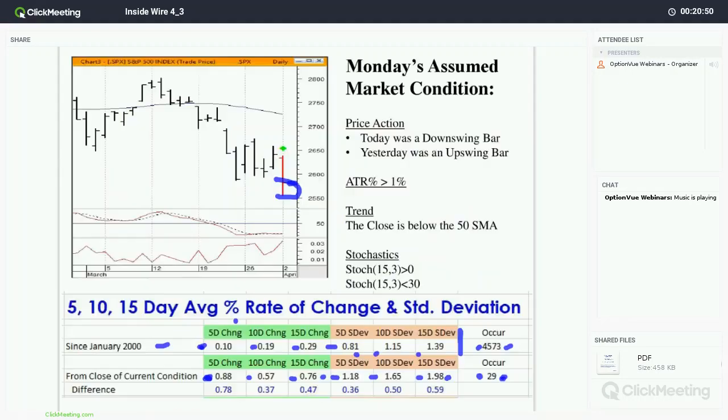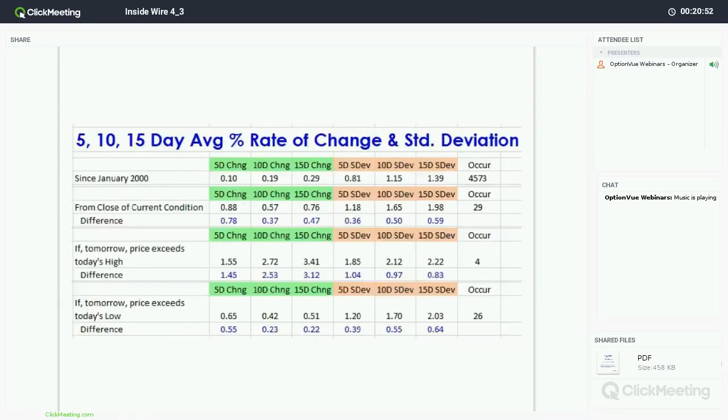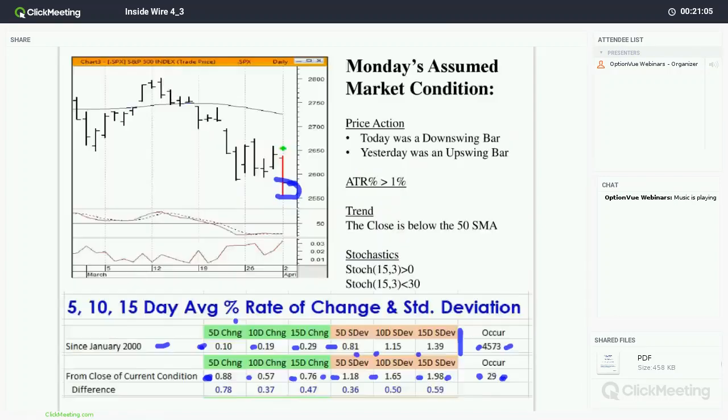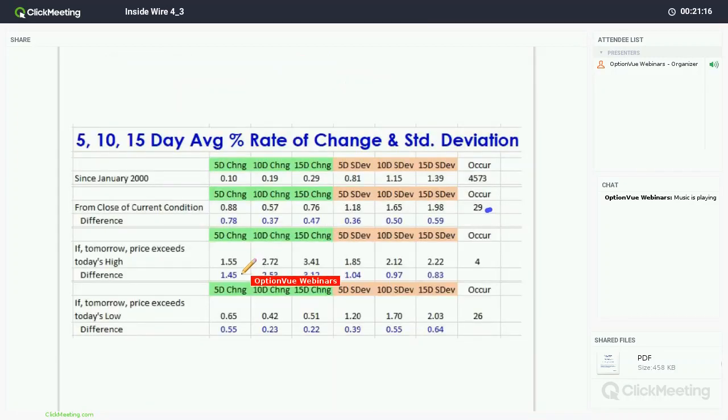Okay? And now what did I have here? Oh, and I also threw in the notion, you may find this interesting, that of these 29 occurrences, there were some where the market exceeded the previous day's high. So for example, if today price goes above the high of yesterday, what does that mean for us? Well, here you can see that the 5-day change is 1.5, 2.72, 3.41%. Pretty substantial to the upside, but that only occurred 4 times.